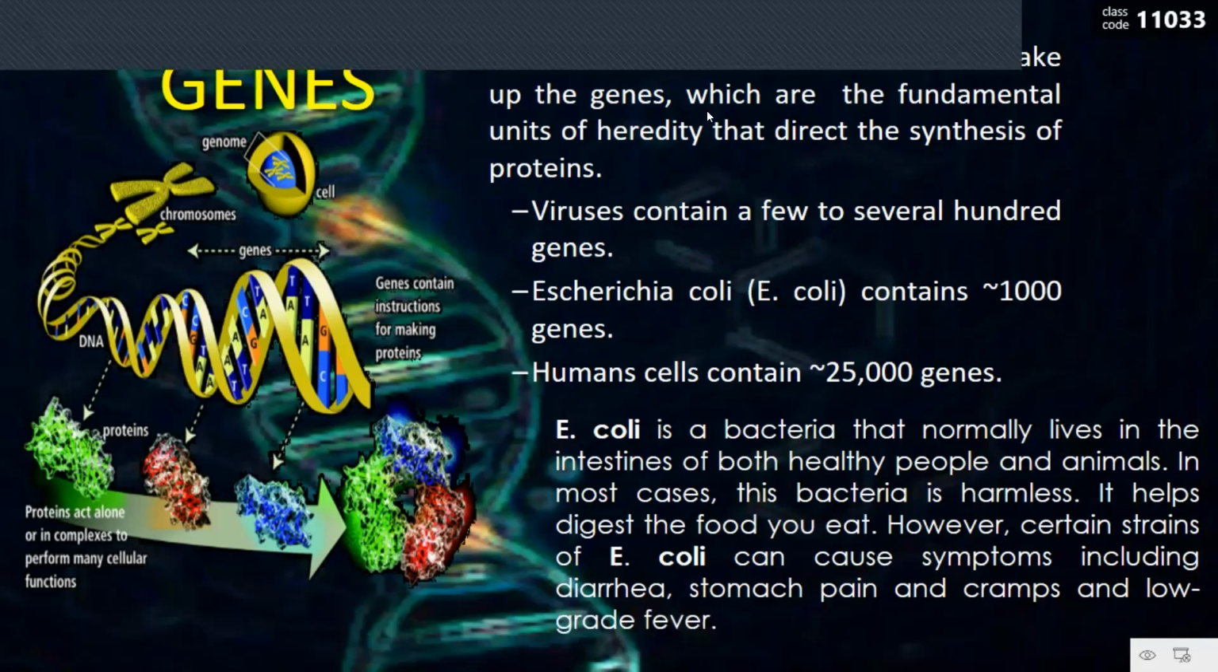So for one single organism, kaunti lang. Ba yung viruses natin, they have around hundreds of genes. For a bacteria like E. coli, it contains around 1,000 genes. For human cells, dahil tayo ay multicellular organism, we contain 25,000 gene segments. Okay? So yung bacteria, yung viruses, yung humans, magkakaiba tayo because of these genes.